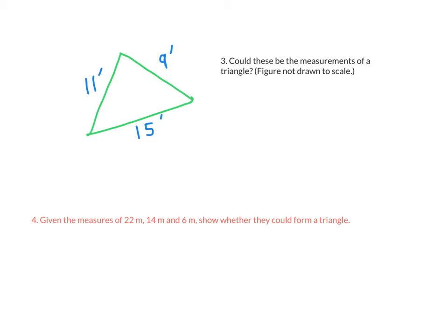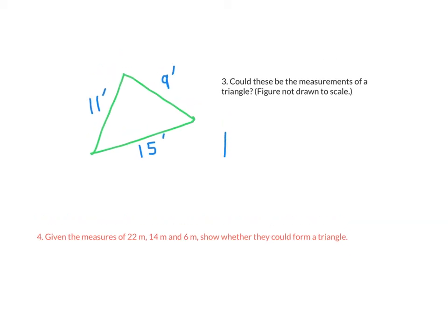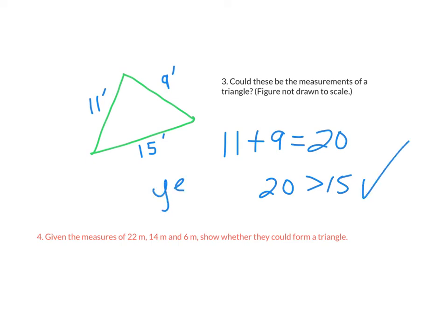All right, for number 3, could these be the measurements of a triangle? Figure not drawn to scale, that's pretty obvious. So again, they could just give you a picture with labels, sides that are labeled. 11 with the apostrophe means 11 feet. We have 9 feet and we have 15 feet. So we need to show it. Didn't ask us to, but I think it's smart to do that. Our 2 smallest sides are 11 and 9. When we add them up, 11 plus 9 gives us 20, and then 20 is bigger than 15, which is the third side that we haven't used yet. So yes, it could be a triangle.